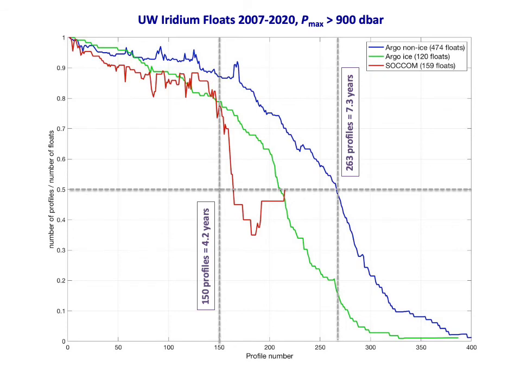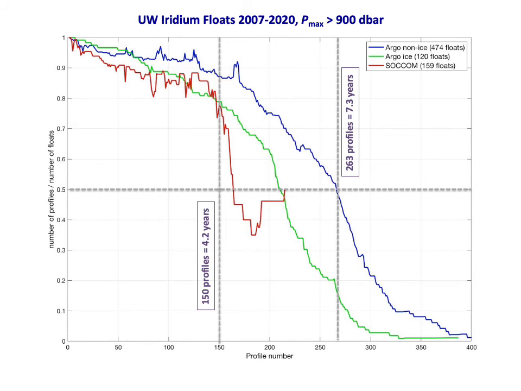We're not the only group doing that, but the fact that we can do that means that Argo is healthy, and we can keep the array going and healthy over a long time. The green line is floats in the ice. You can see they seem to fail a bit more. The ice is tough on them, but even there, half the floats are lasting around 220 profiles or so, which is, again, about 6 years or so.